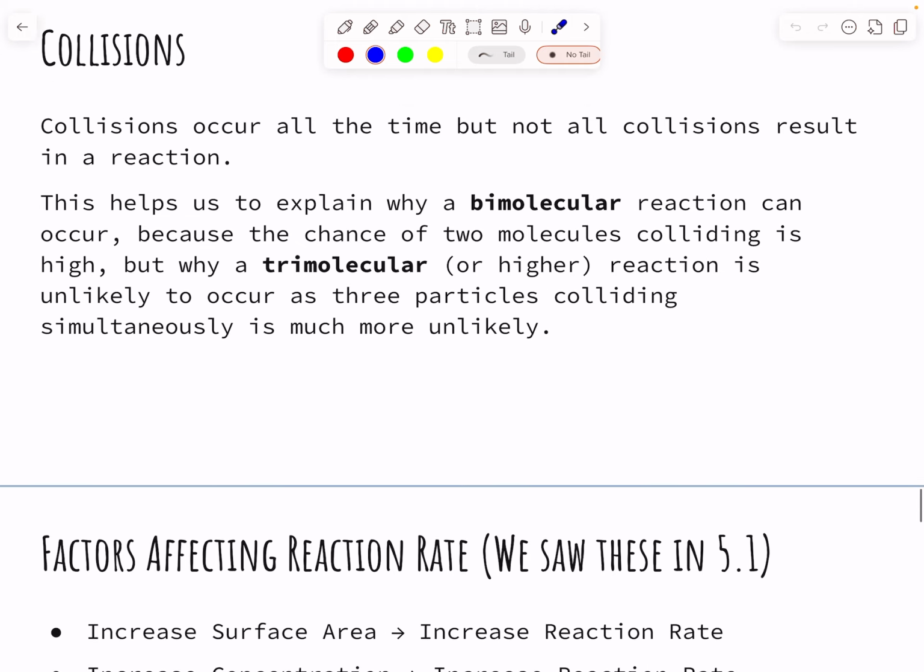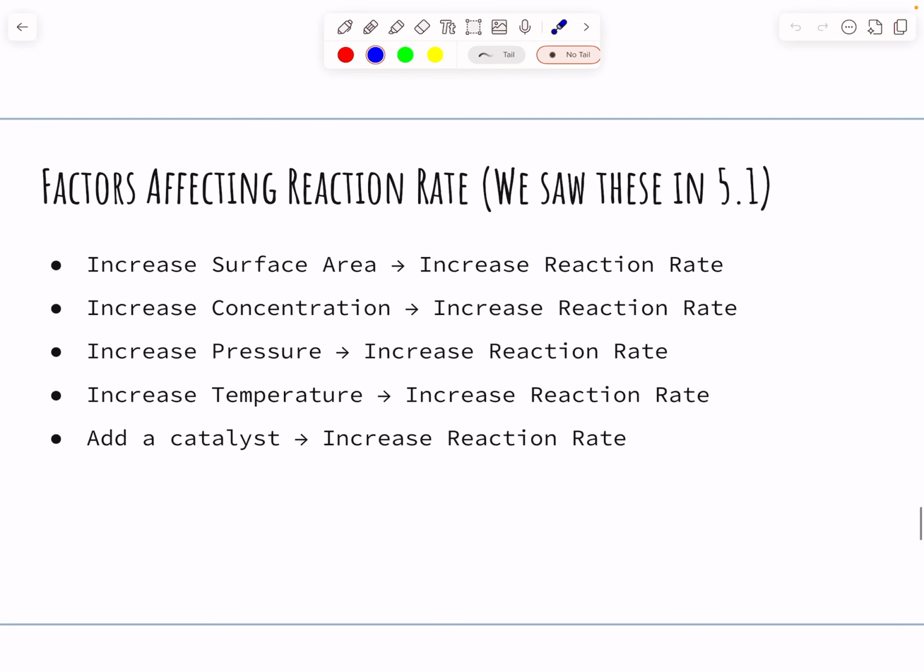So remember from 5.1, we talked about different factors from collision theory that could increase the reaction rate. And so here they are again, just as a recap: increasing surface area, increasing concentration, increasing pressure, increasing temperature, and adding a catalyst. And remember, the way the catalyst does it is by changing the activation pathway.